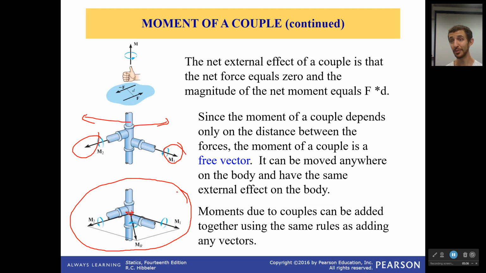So next time, we're going to jump into an example actually doing this. We're going to do the scalar approach first, and then we'll do the vector approach. But for now, this is it. So remember, couple moment: two forces, opposite directions, equal in magnitude, with some perpendicular distance in between. Second, they're free vectors. You can add them together no matter where they're applied, as if they were at the same point. So with that, I'll see you all next time as we try out some examples.